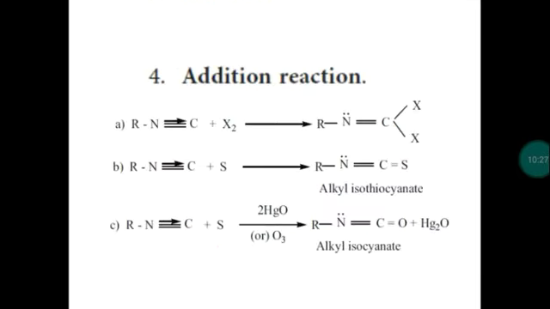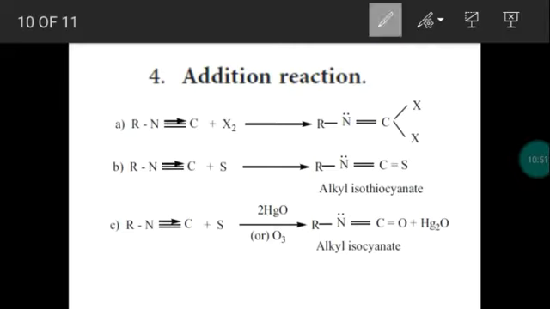Next one, addition reactions. Whenever we have a double bond or a triple bond, there will be addition reactions. So the bond will be broken. It may be electrophilic as well as nucleophilic addition reactions. Non-metals can be added. So due to the addition of non-metals, addition reactions are possible. We get addition products. First one, with isocyanide, we may add halogens. So we will get an addition product, like gem dihalide.